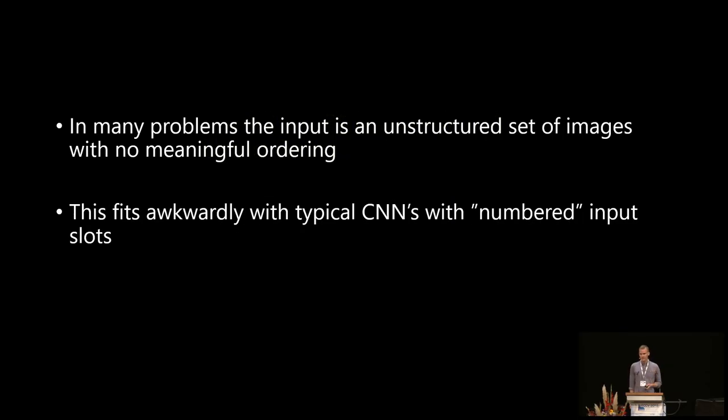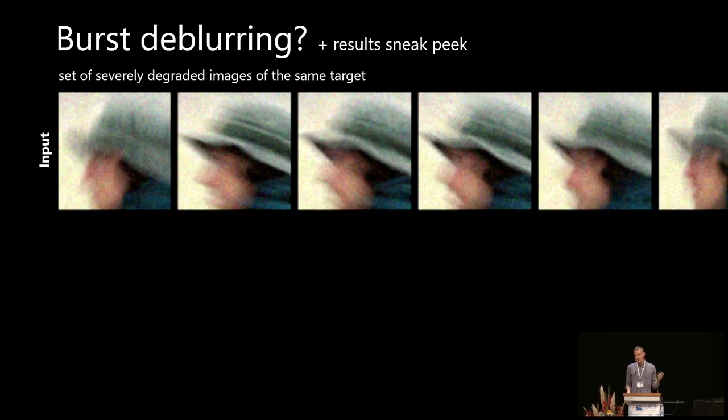So this paper is about burst deblurring, but the main point is a CNN architecture that treats its inputs in an order invariant manner. I would argue this is important for many problems where you have scattered data or scattered evidence among a set of observed images. So burst deblurring is one such problem.